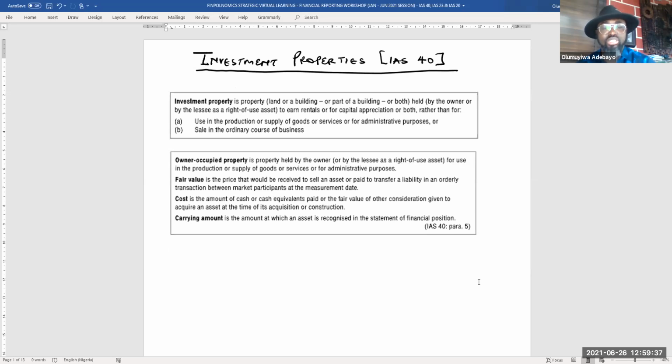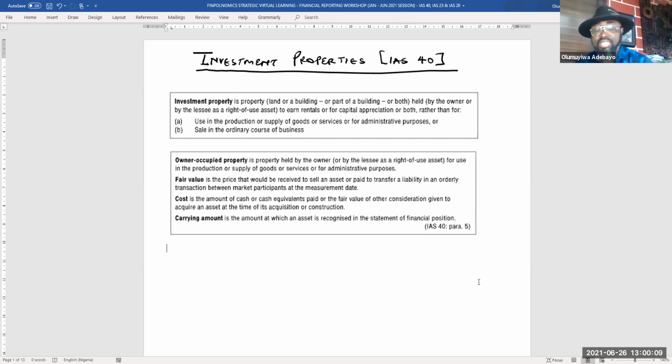Now, cost also is critical here, because when we get to subsequent measurement of investment property, we will realize that there are two methodologies that serve as alternatives that can be deployed by a company in accounting for investment property. Those two methodologies are the fair value model and the cost model. Lastly, we'll talk about carrying amount. Now, what is carrying amount?